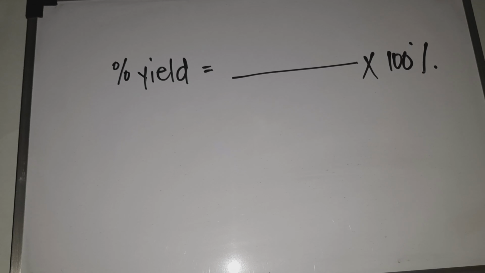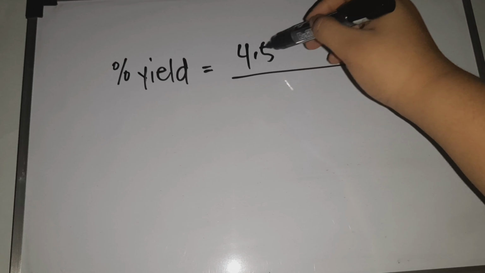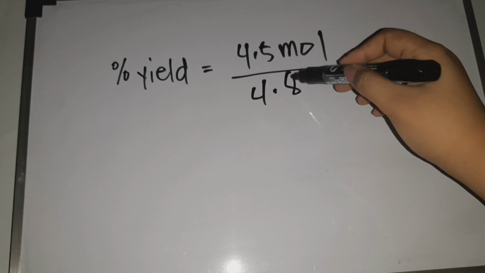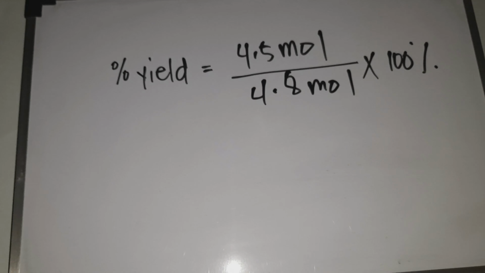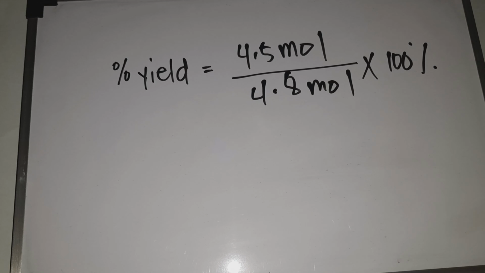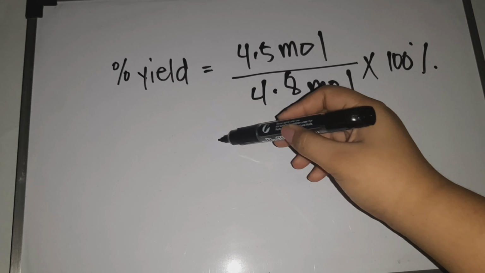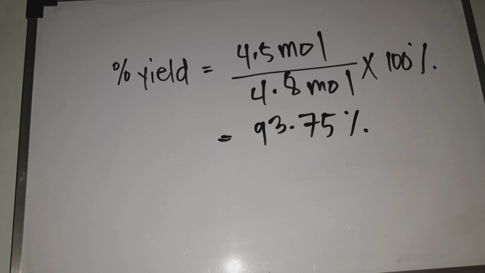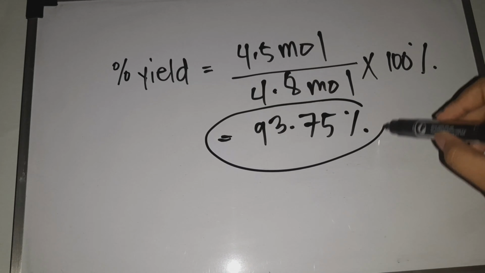Okay, so according to our given, the actual yield is 4.5 mole. And our limiting reagent, which is also the theoretical yield, is 4.8 mole. So therefore, in solving that, 4.5 divided by 4.8 times 100, the percentage yield is 93.75%. Okay, so that is the answer.